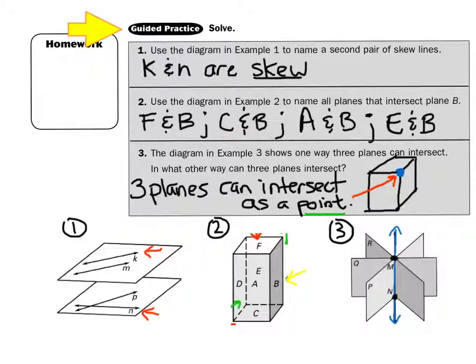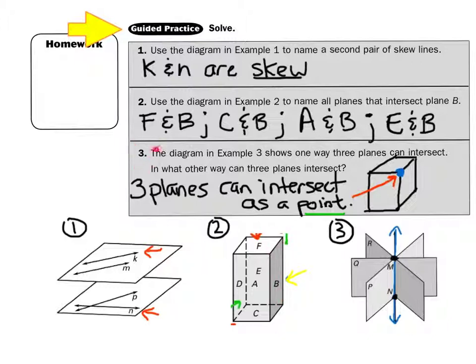C and B intersect, like I already mentioned, but here's the right wall and here's the floor, and they intersect right here at this edge. A and B intersect because A is like the front of the building, and B is the side of the building, so that intersects right here at this edge. And E and B intersect. E is the back wall back here, the very back wall. It intersects with the right side wall right here at this edge.